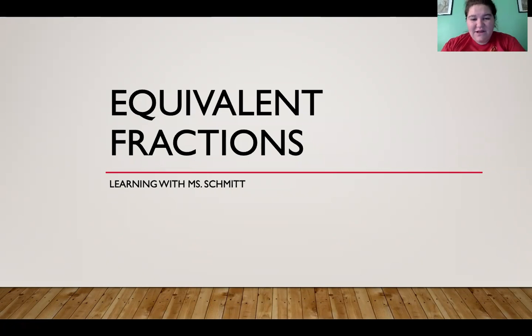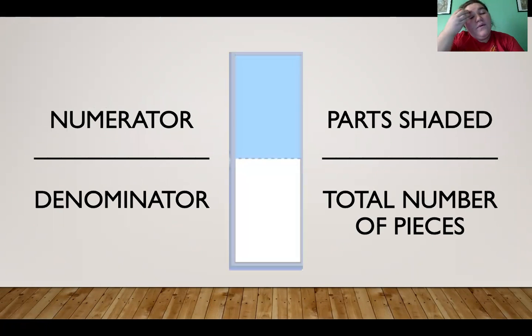So today we're going to talk about equivalent fractions. So we already know that a fraction is composed of a numerator and a denominator. The numerator is found on the top, and that means the part. So the part that's shaded, the part that might be unshaded, but it's a part of something. The denominator, which is found on the bottom, is the total number of pieces.